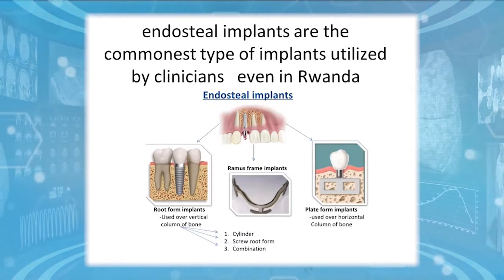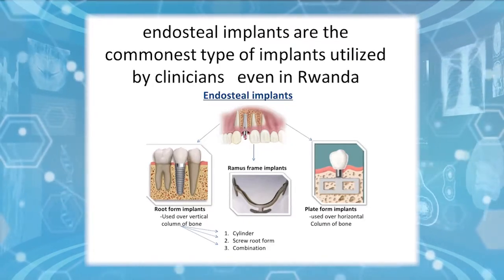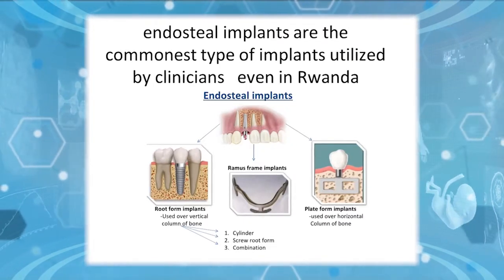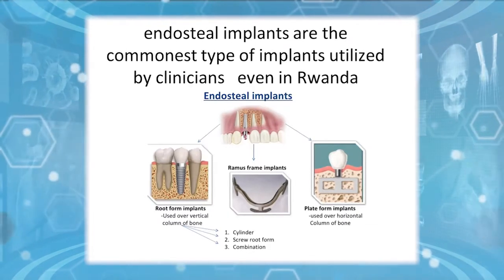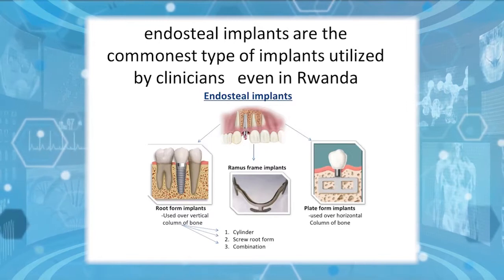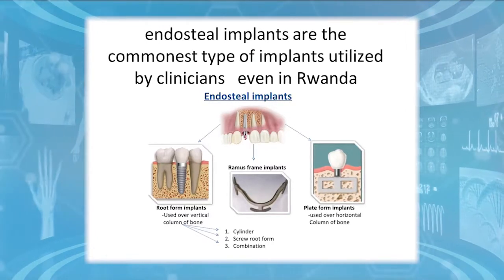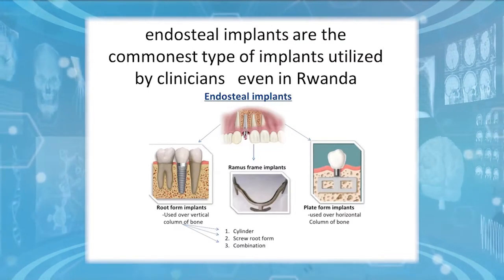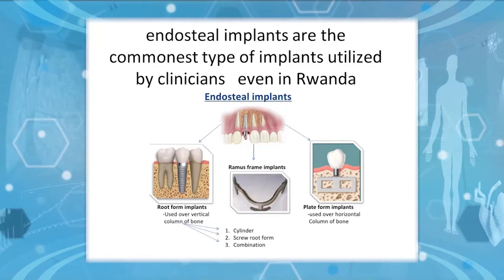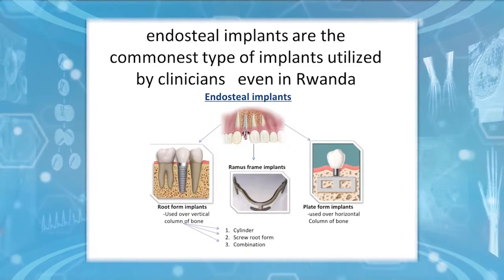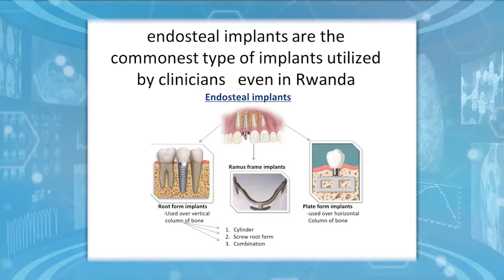And platform implants are used when there is a horizontal column of bone missing, like bone resorption, but from the horizontal point of view. So when the patient is missing horizontal bone and the bone has been resorbed horizontally, the platform implants are more advantageous compared to the root form implants. But when there is a vertical bone loss, the root form implants are the best type of implants to be placed.